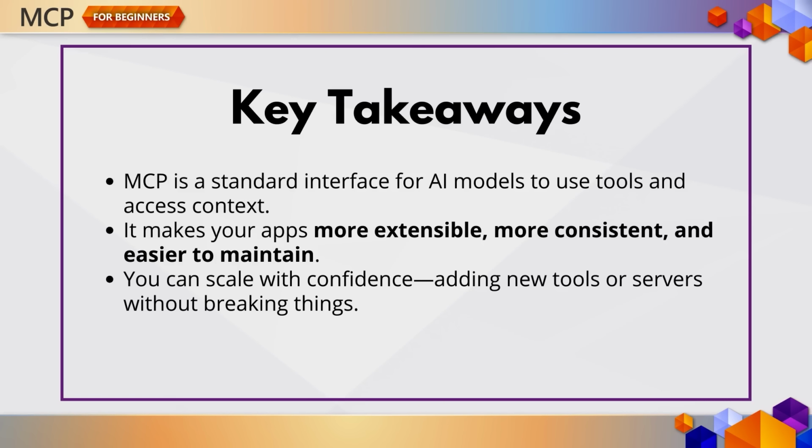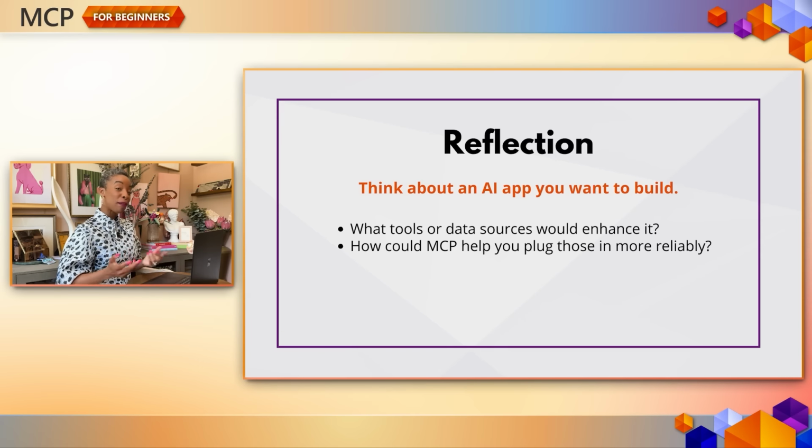To recap, MCP is a standard interface for AI models to use tools and access context. It makes your apps more extensible, more consistent, and easier to maintain. And you can scale with confidence, adding new tools or servers without breaking things. Think about an AI app you want to build. What tools or data would help enhance it? And how can MCP help you plug into those more reliably?